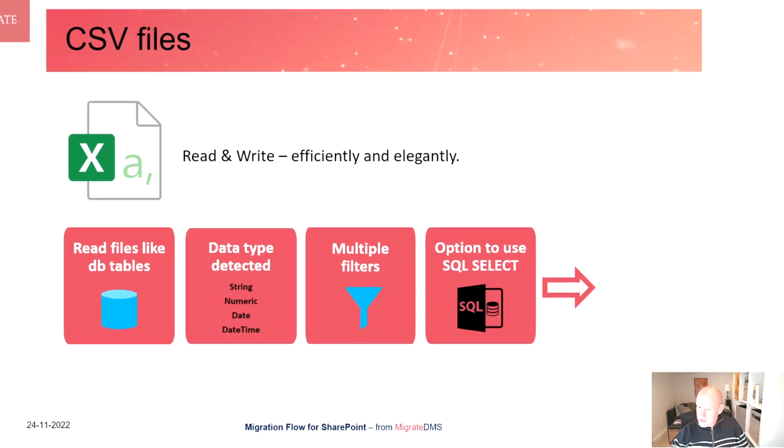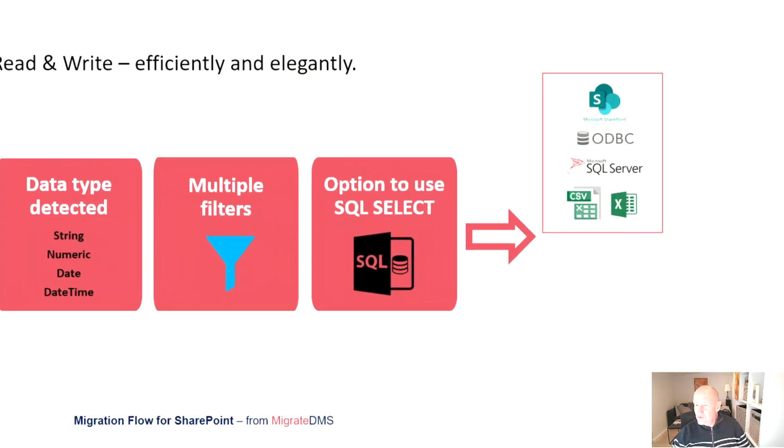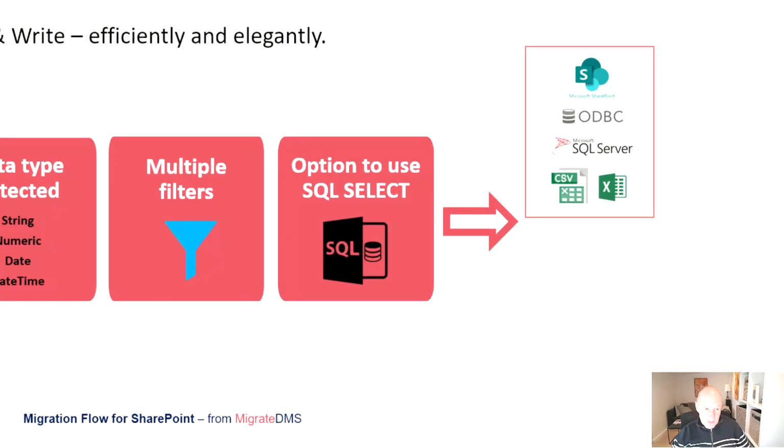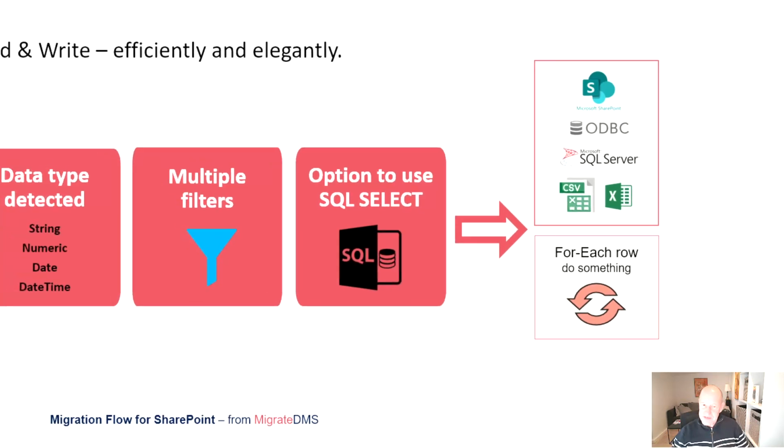The result set that you retrieve can either be sent to SharePoint, an ODBC data source, SQL Server, another CSV file, or somewhere in Excel, in a table for instance. Also, for each row in the CSV file, you can do actions, and the column value for that row becomes variables. Let's have a look.